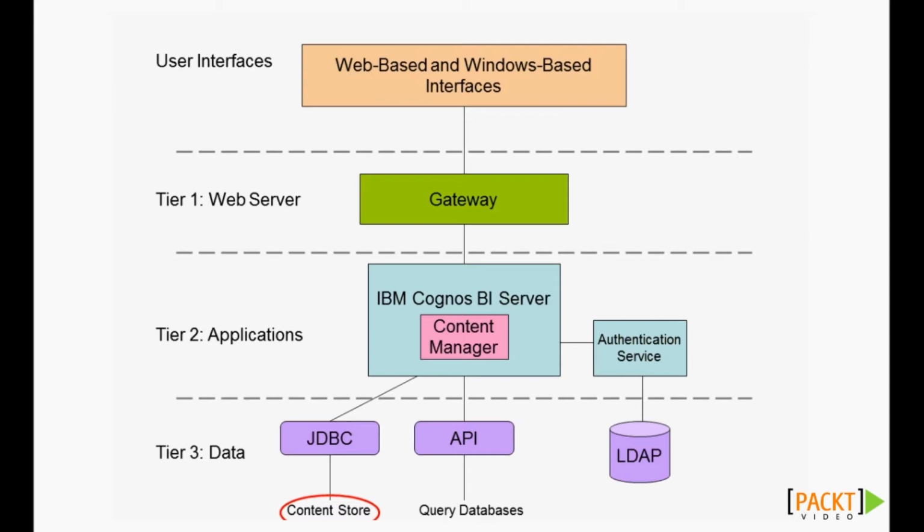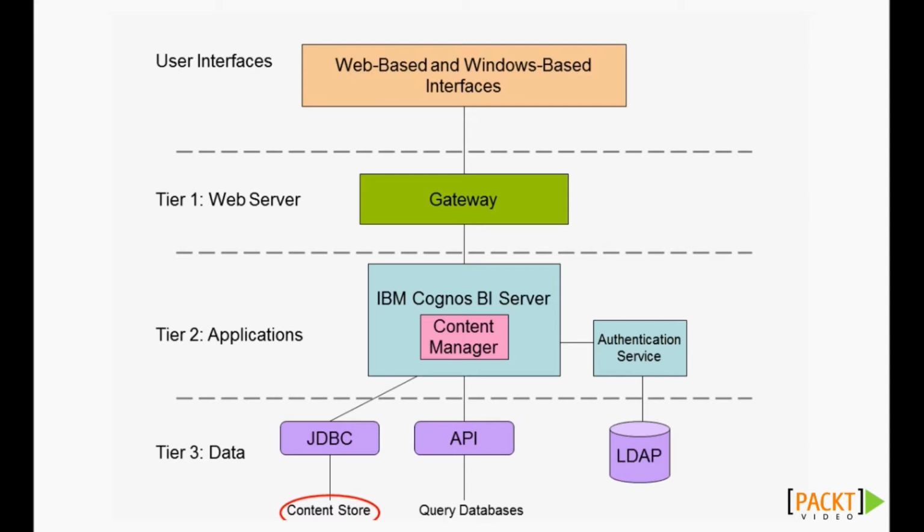For content store, we can use any commercial relational database server like Oracle, DB2, or SQL Server. Or we can also host it using IBM's own Cognos Content Database, which is an instance of Apache Derby database, which can be optionally installed. We have already installed it as part of section 2.